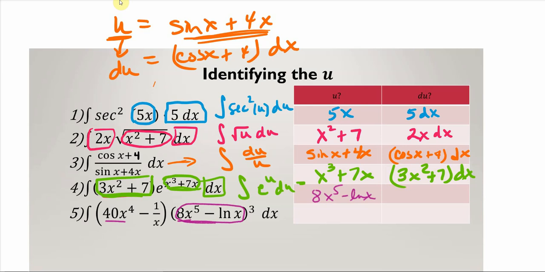And did you notice that I didn't circle the 3? Okay. And then this is part of my derivative, that with that. So the derivative of that is going to be 40x to the 4th minus 1 over x dx. So this is my du. So this monster is going to become the integral of u to the 3rd du. And this becomes really easy, and the integral of u to the 3rd is u to the 4th over 4 plus c. Okay?